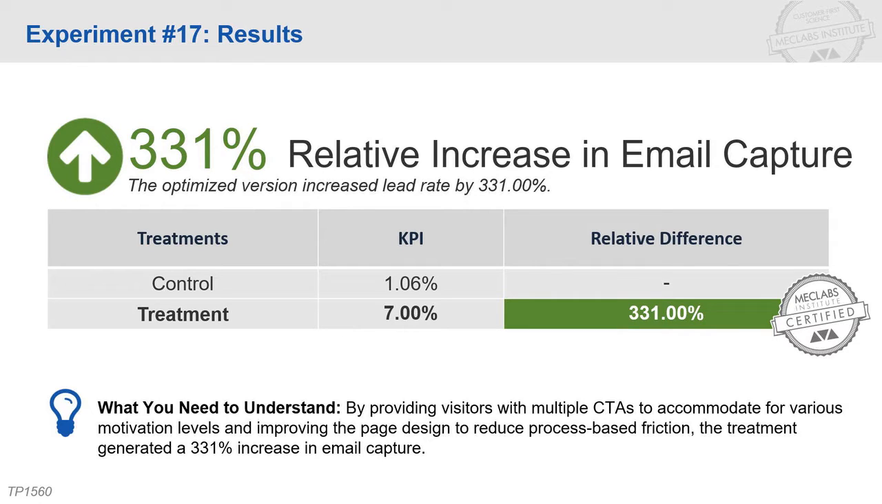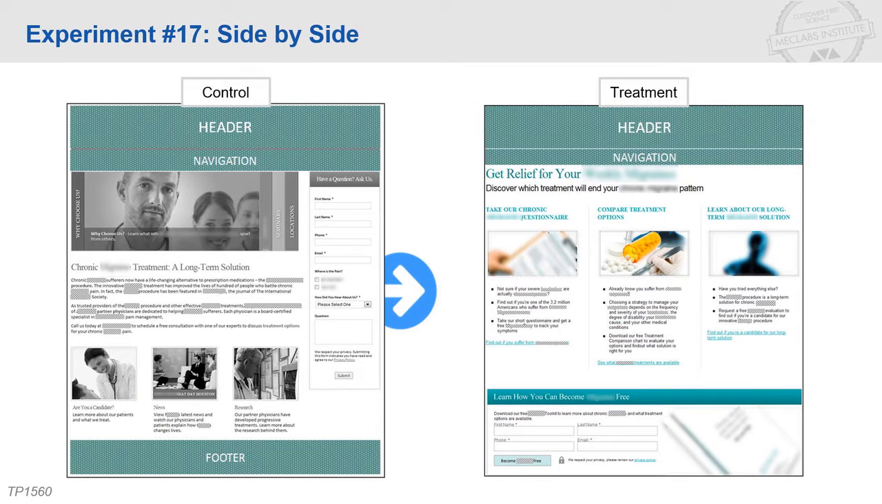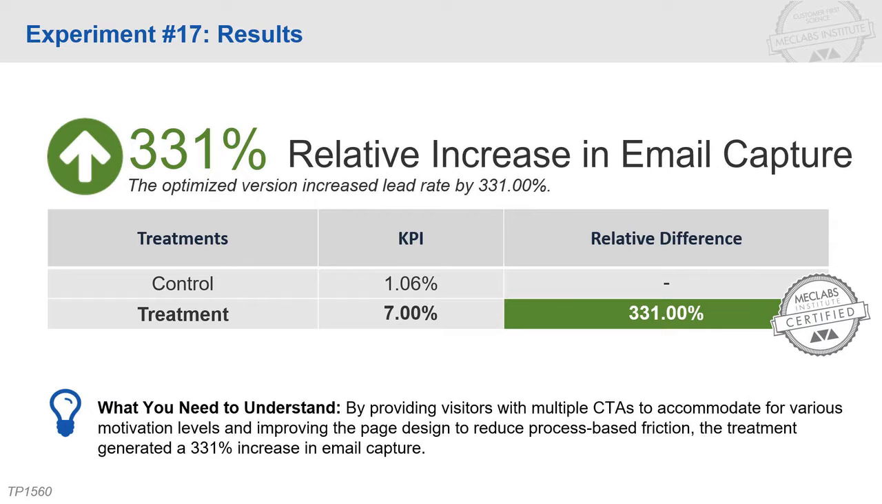a 331% increase. Now that's pretty powerful. What's going on here? Why did adding 3 columns produce a 331% lift? Let's think about it for a moment. It all connects to lead gen.